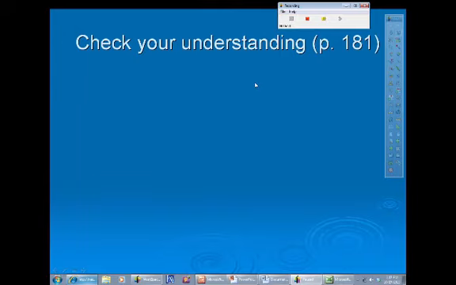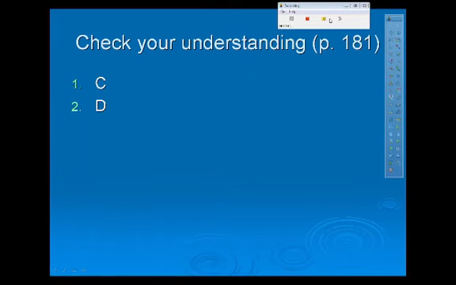Okay, so now would be a good time to stop and check for understanding on page 181. Okay, the answers to those questions are C and D.